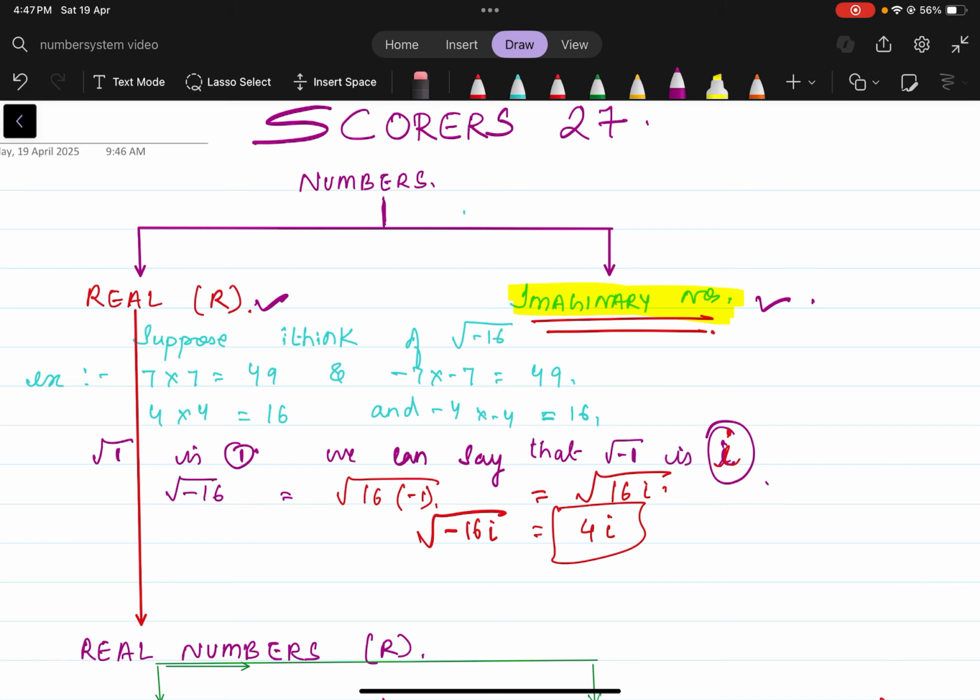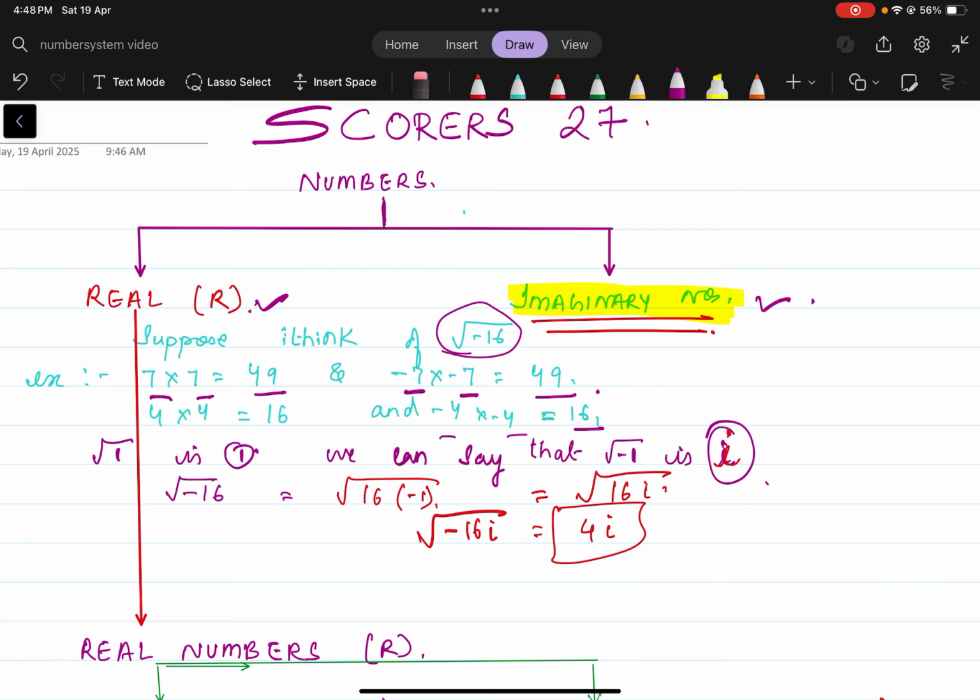Suppose you think of the square root of minus 16. Does it exist? No. Why? Because 7 into 7 is 49, and minus 7 into minus 7 also comes as 49. 4 into 4 is 16 and minus 4 into minus 4 is also 16. Ideally it will come as 4 only. But since we are thinking of numbers, we can think of any random numbers also.